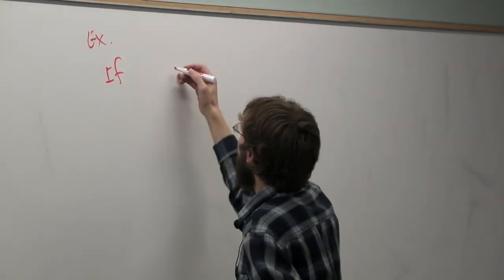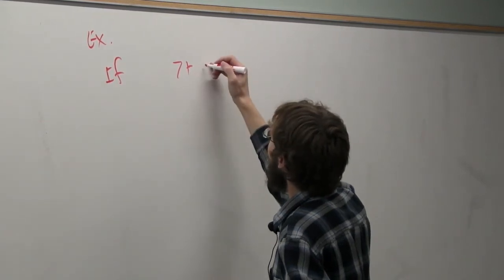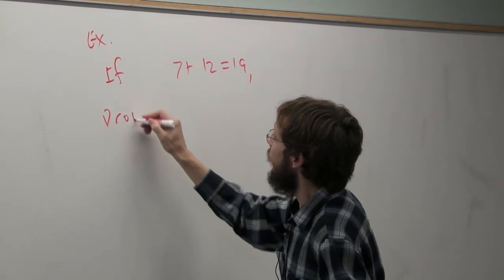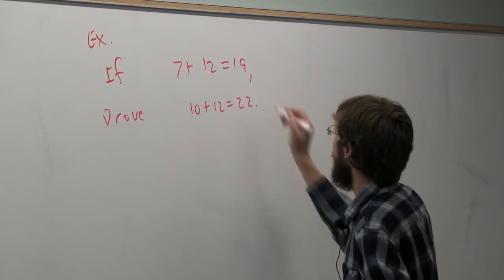Okay, so in these examples it was kind of easy because the problems were one higher than one of the numbers. 5 plus 6 equals 11, so 5 plus 7 equals 12. What happens if one of these terms is not just one higher? What if it's a couple higher, right? So suppose it's known that 7 plus 12 is 19. Why don't we use this to prove that 10 plus 12 is equal to 22.